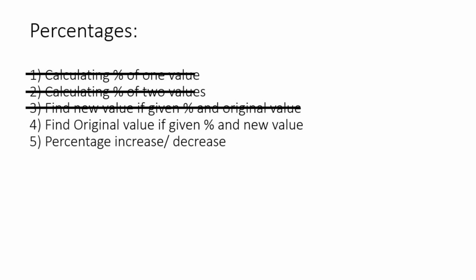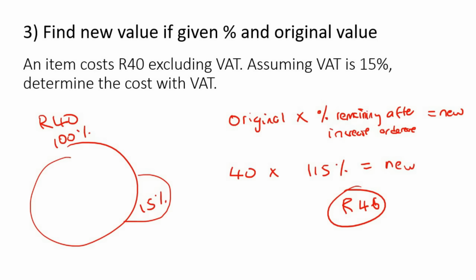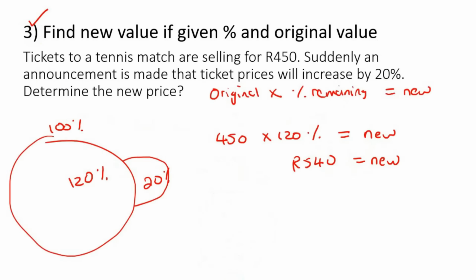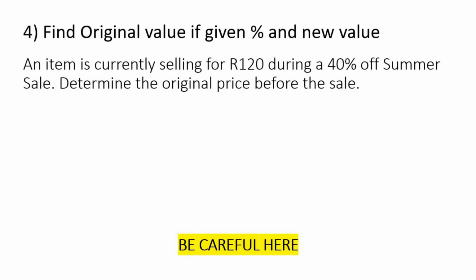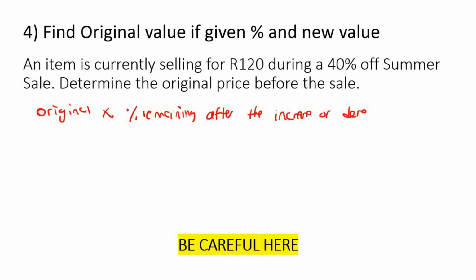Now, if you did not use my technique in step 3 and you were just like, oh bro, I can easily just do this, I can just go 15% of 40 and then I just add it, that would have worked every single time. But now when we get to step 4, you're going to start running into some issues, because you're going to quickly see a percentage and just use that percentage. And I even say, be careful here. So rather use my technique that I showed you: the original price multiplied by the percentage remaining after the increase or decrease is equal to the new price.